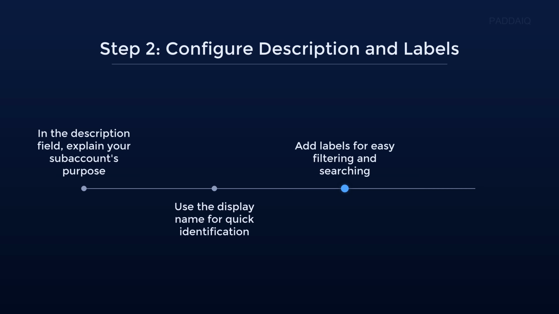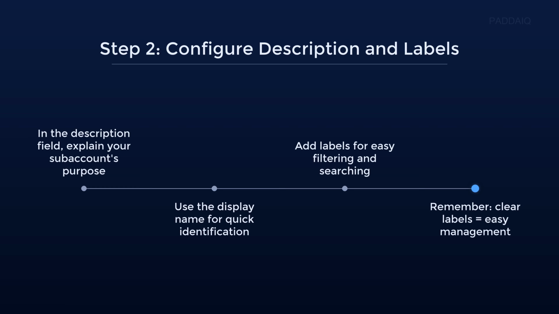Add labels for easy filtering and searching. This means assigning keywords to your resources so you can quickly find and organize them later. For example, label a development instance with Dev and Team Alpha to filter all development resources for that team. Proper labeling saves time and keeps your environment well organized.